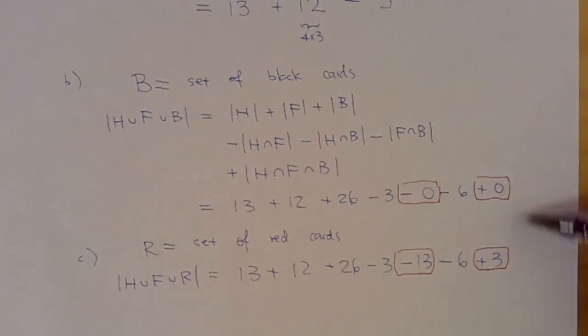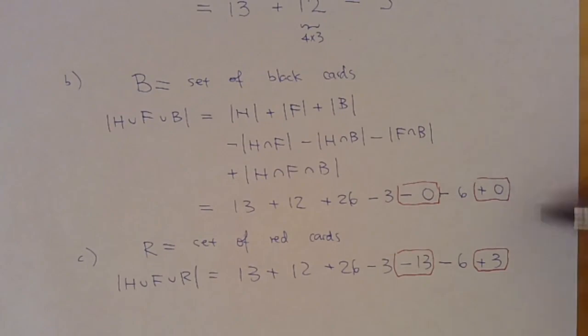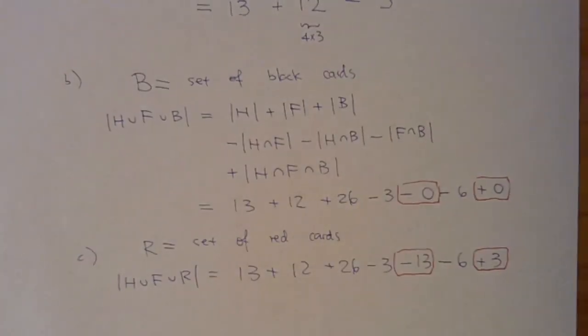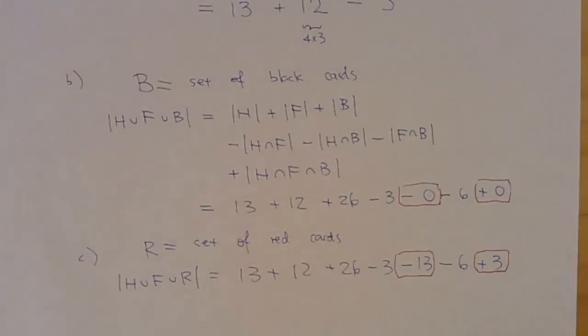So you see these two give us different numbers. The minus 0 plus 0. Here's minus 13 plus 3. So just because the question looks similar, hearts or face card or black, hearts or face card or red, the calculations might be different depending on how the sets intersect with one another.